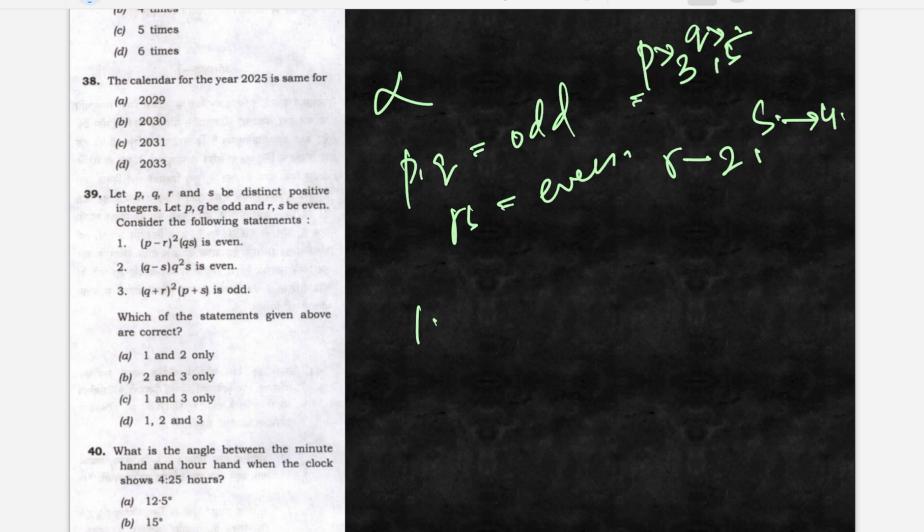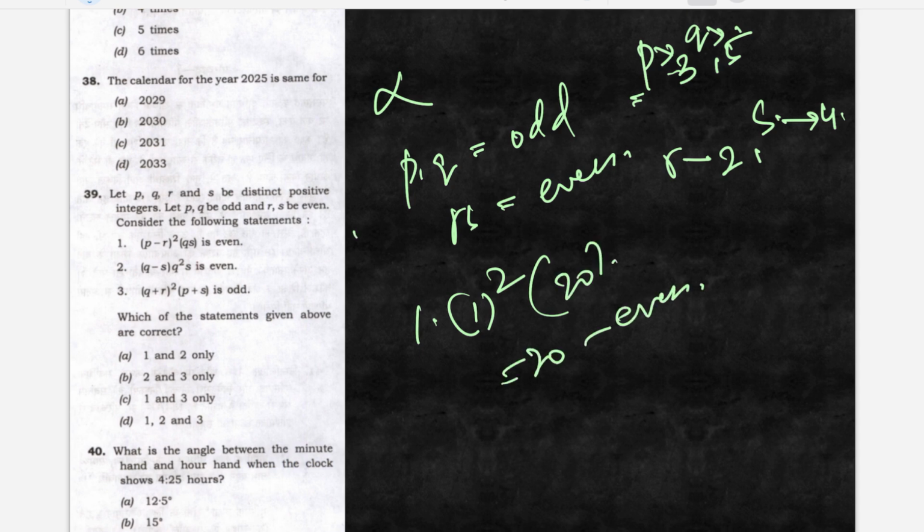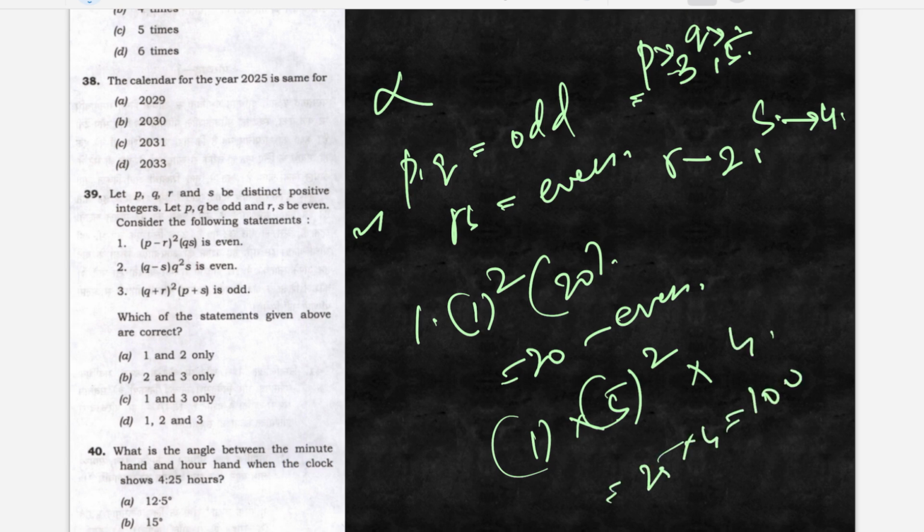First statement, P minus R whole squared into Q into S. P is 3, R is 2, so 1 square into Q into S. Q into S is 5 fours are 20, which is an even number. So statement 1 is right. Now looking at statement 2, Q minus S, which is 5 minus 4, which is 1, into Q square into S. Q square is 5 square, into S which is 4, which means 25 into 4, which is 100. So the second statement is also right, it's also an even number.